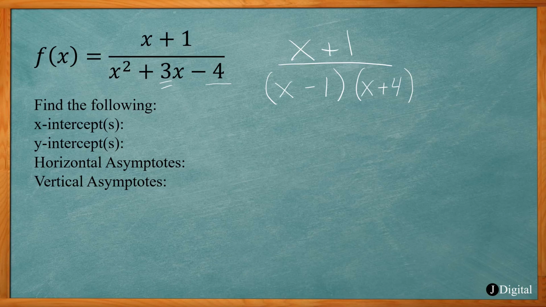Now for our x-intercept, that means that your y-coordinate is 0. In order for this function to give you 0, the numerator needs to be 0. So x plus 1 needs to be 0. So what value of x causes that to be 0? So you subtract 1 from both sides. So x equals -1. So we have an x-intercept at -1, 0.